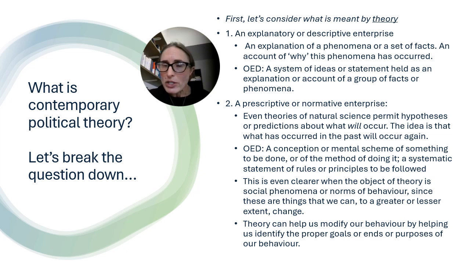The Oxford English Dictionary, in this sense, calls theory a conceptual mental scheme of something to be done, or the method of doing it, a systematic statement of rules or principles to be followed. This is even clearer when the object of the theory is social phenomena or norms of behaviour, because these are things that we can, to a great extent, change. So even if there's a prescriptive element in natural science, the rules about what has happened in the past prescribe what's going to happen in the future.